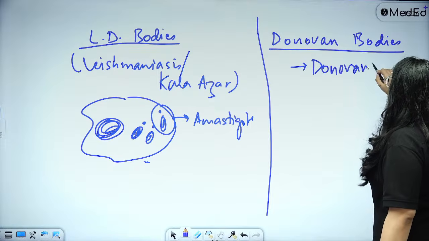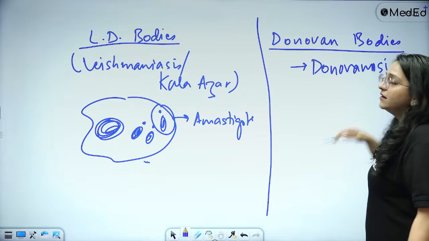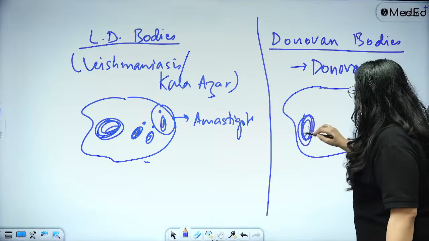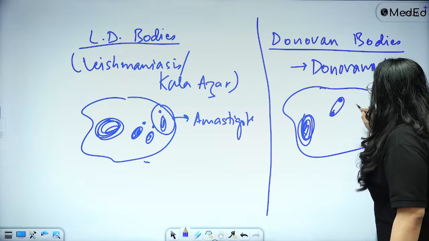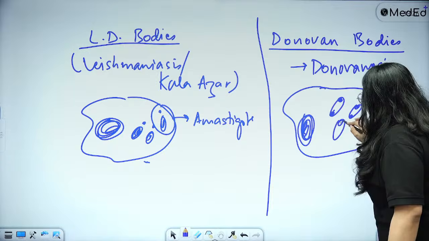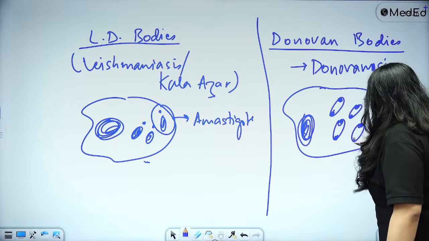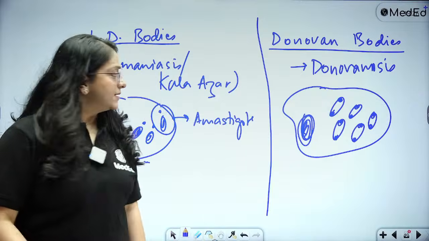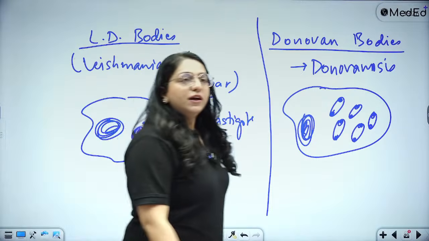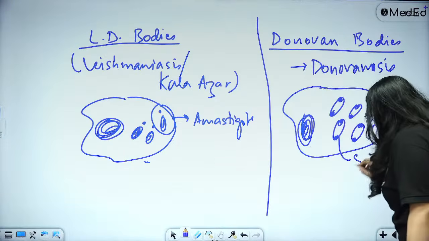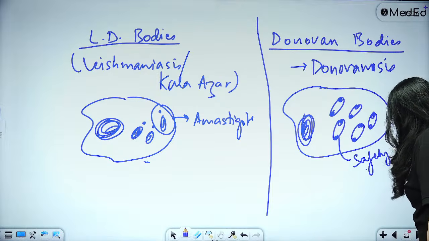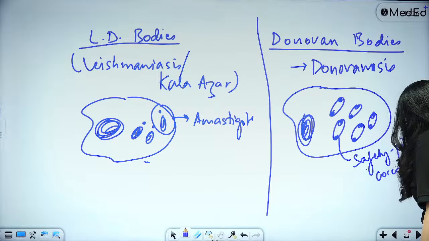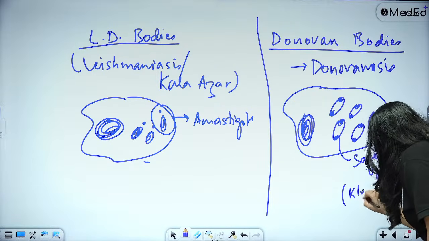Klebsiella granulomatis can be very high yield. So, safety pin appearance. Here you have a macrophage and you have these cocobacilli with the safety pin appearance intracellular. That is your Donovan bodies seen in donovanosis or Klebsiella granulomatis. The bipolar safety pin appearance cocobacilli of Klebsiella granulomatis.